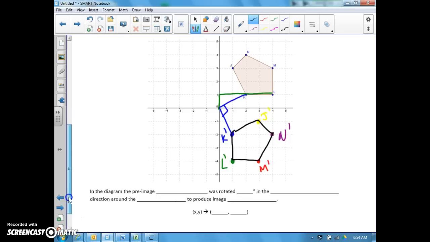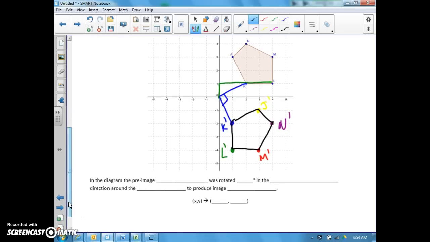270 degrees. So the pre-image, J, K, L, N, M, was rotated 270 degrees in the counterclockwise direction around the origin to produce image J prime, K prime, L prime, N prime, M prime.